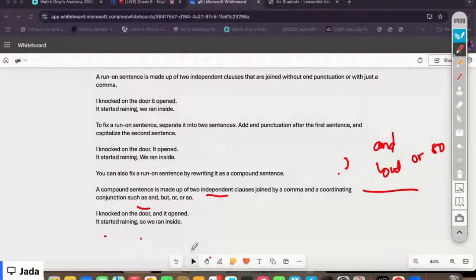So you can make it a compound sentence if you're fixing it, or you could just add a period and make each one a sentence on its own. Okay?